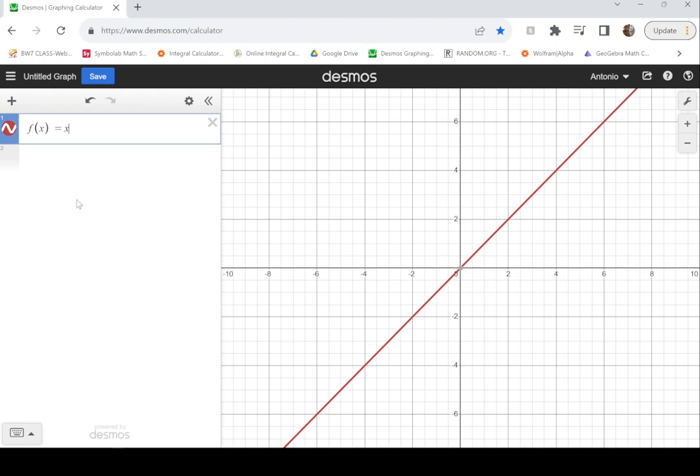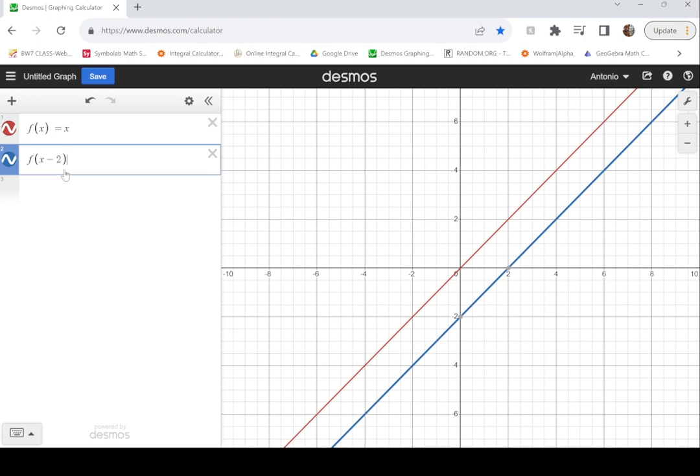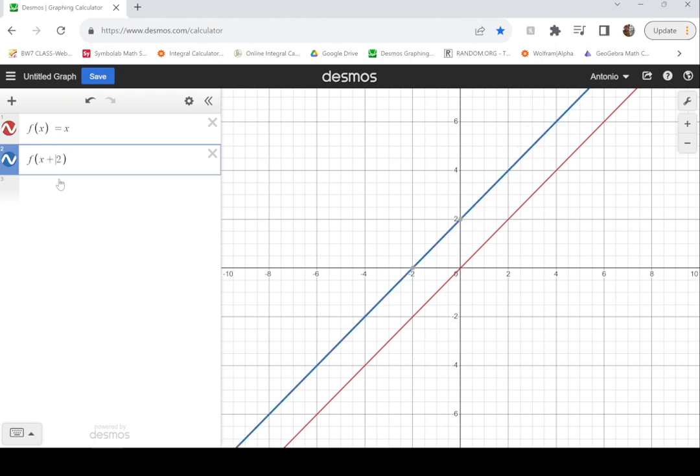So if we see f of x is equal to x, and let's say we wanted to graph f of x equals x minus 2. Okay, so these are what are called transformations. In this case, when we have x minus 2, what that does is it takes our toolkit function and moves it over to the right 2 units. All right, now let's say I changed it to plus 2. Now we see it takes that same function and moves it over to the left 2 units.